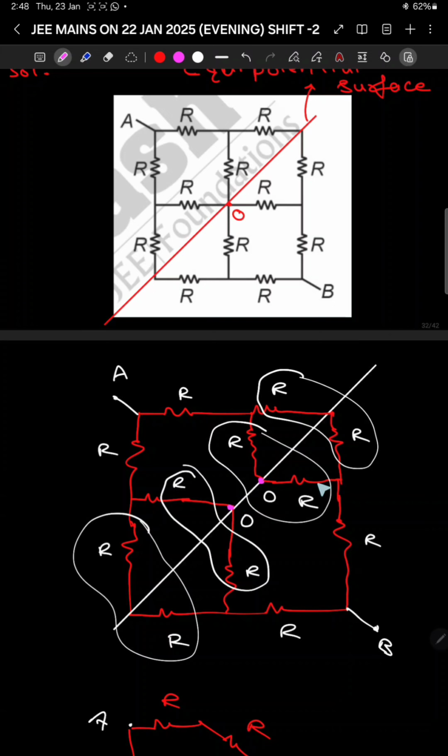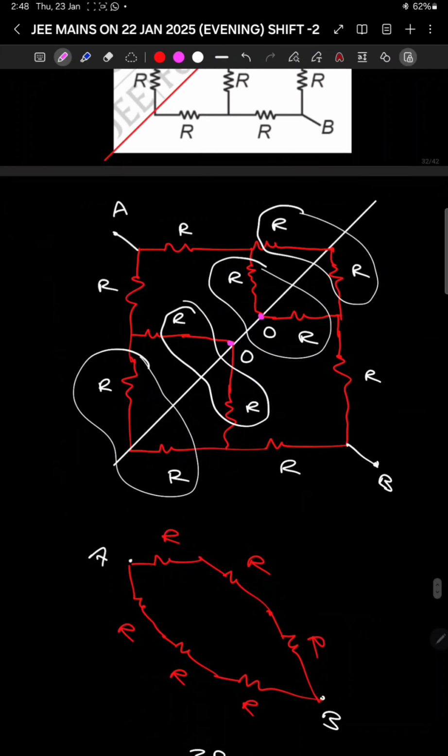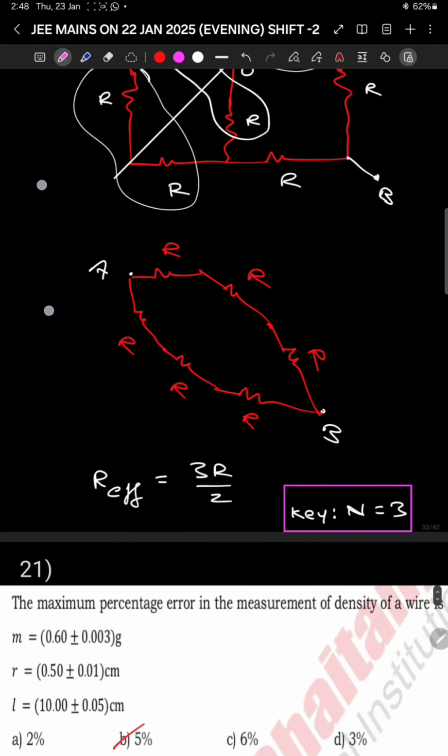Then these two will be in series. These two will be in series. So 2R in parallel becomes R. That only you can see here, R. Similarly, this 2R and this 2R in parallel, you will get R here. These three are in series, again these three are in series. 3R you will get here. Here also 3R. Both are in parallel. 3R by 2 is the answer.